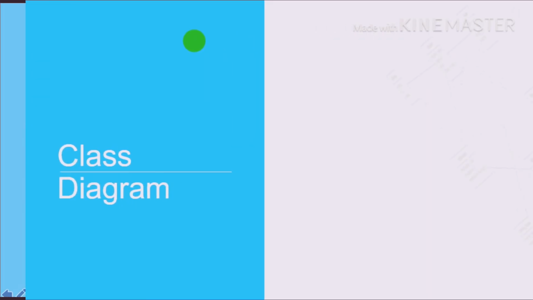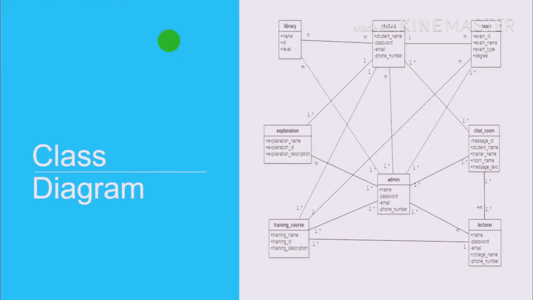In the class diagram, we have 8 classes. The admin class has 4 attributes: name, password, email, phone number, and relations with all other classes. The student class has 4 attributes: student name, password, email, phone number, and relations with library, explanation, training course, chat room, exams. The lecturer class has 5 attributes: name, password, email, college name, phone number, and relations with training course, chat room, admin.